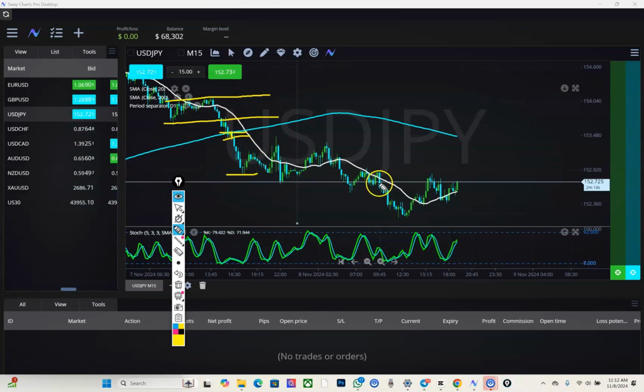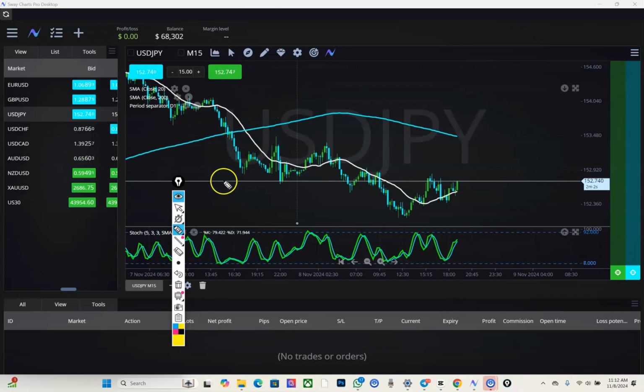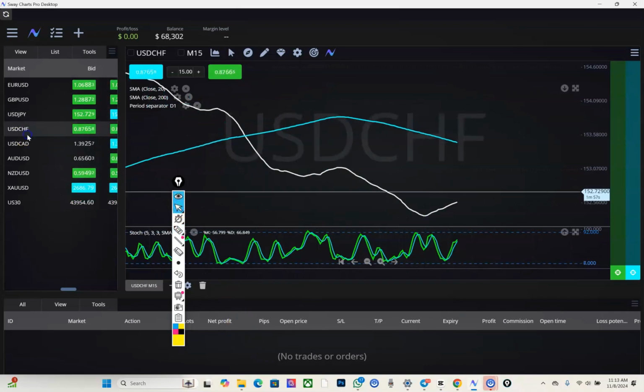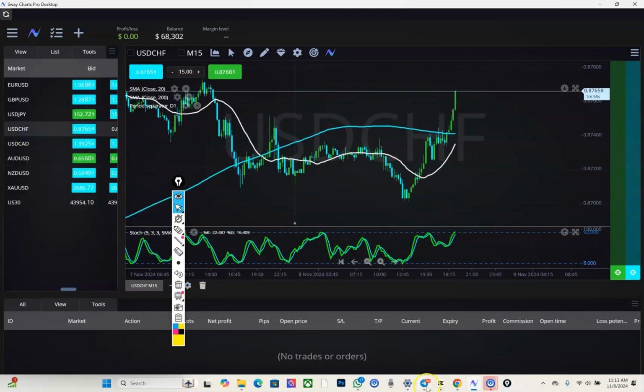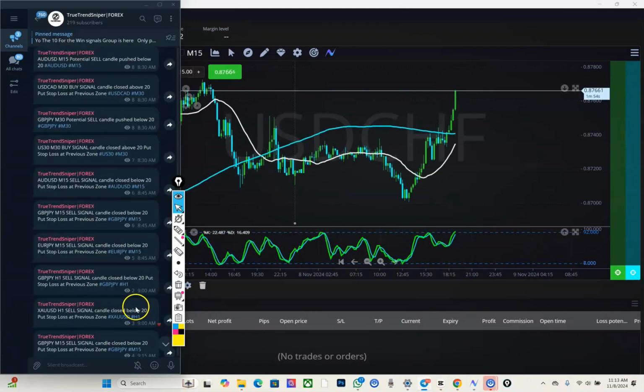Now, if you want to try to catch the full move, then all you do is as it continues to go, you take this stop loss here and you start moving it into profit and letting it do its thing. Now, again, these come in all day. It's up to you to analyze it, find which one looks best for you, and then you execute on the trade. Simple as that.